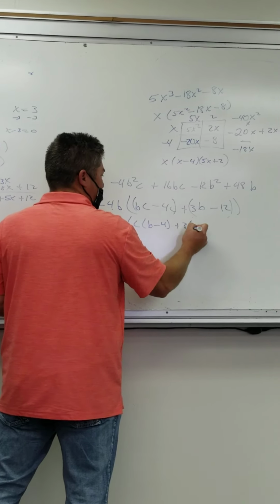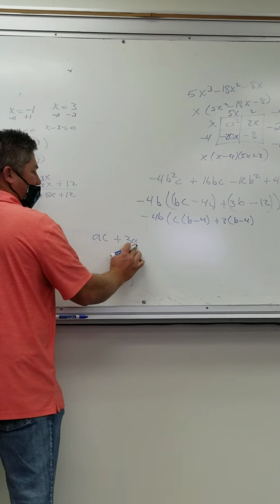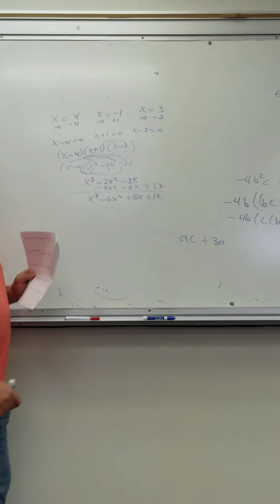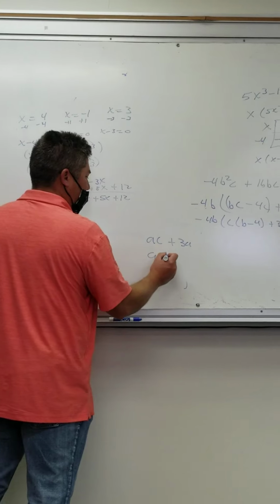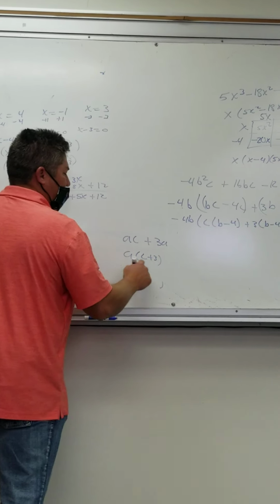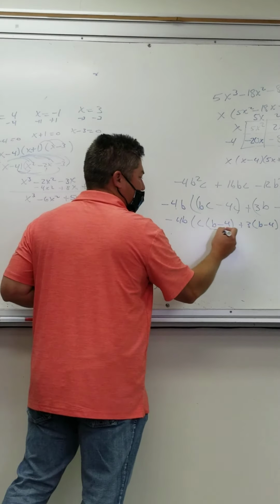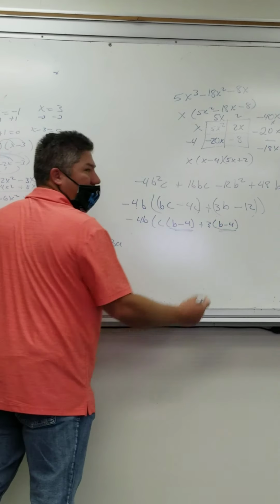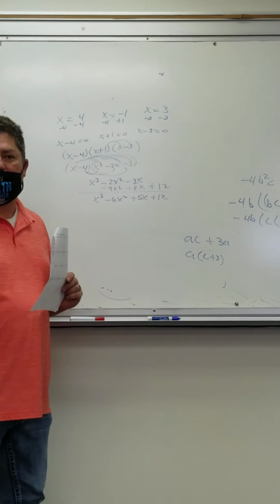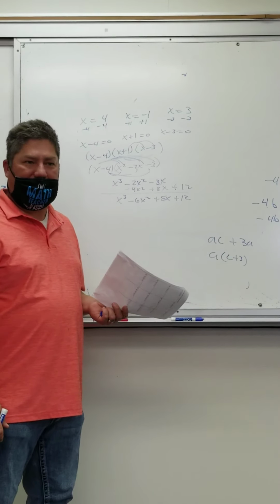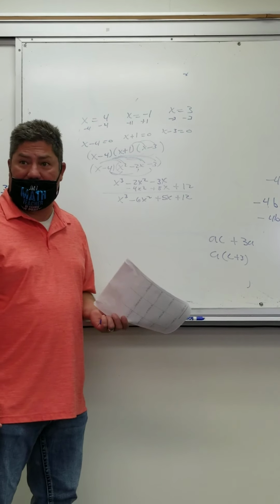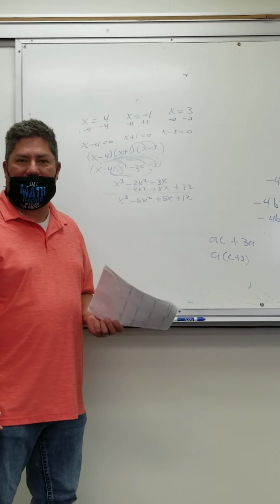What if I had AC plus 3A? What would the common factor here be? And what would be left? Now watch. This A is really just B minus 4. See how those are exactly what? The same. If you've done grouping correctly, they will always be exactly the same.